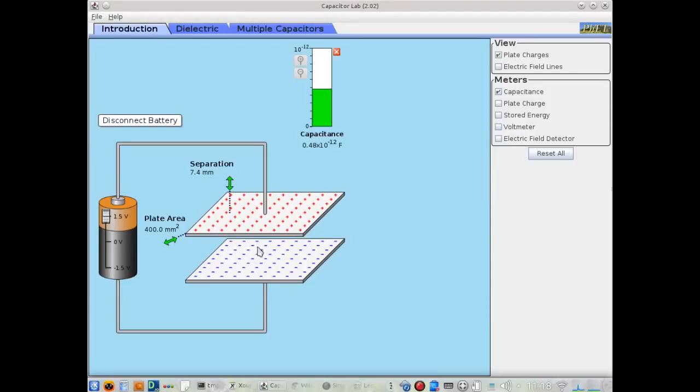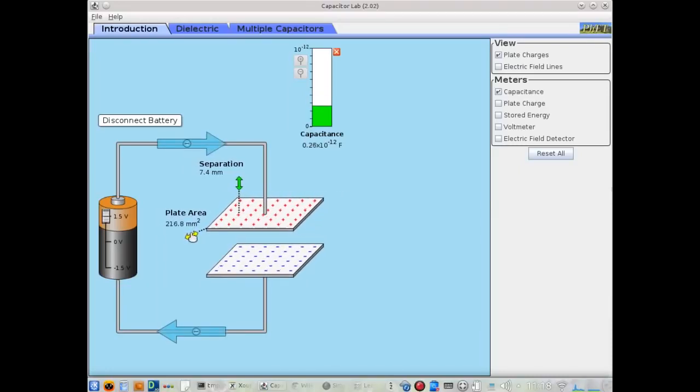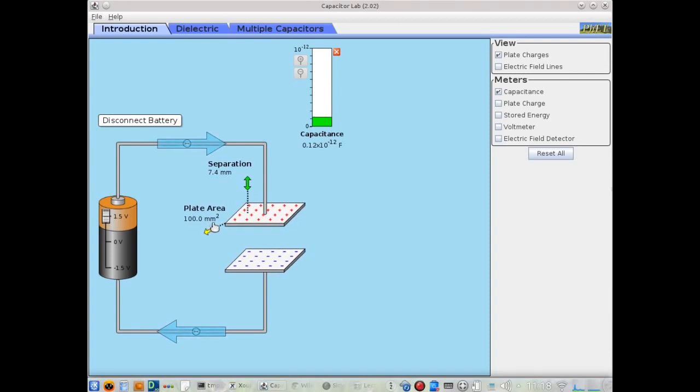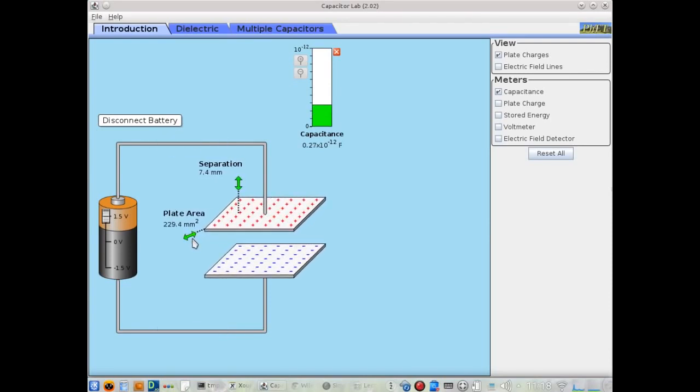If I increase the capacitance of a capacitor, I'm increasing its ability to carry, that is, its capacity for charge. I can shrink the area, and I would expect the capacitance to drop, and that's exactly what we see. Let me move this out to an intermediate area again.